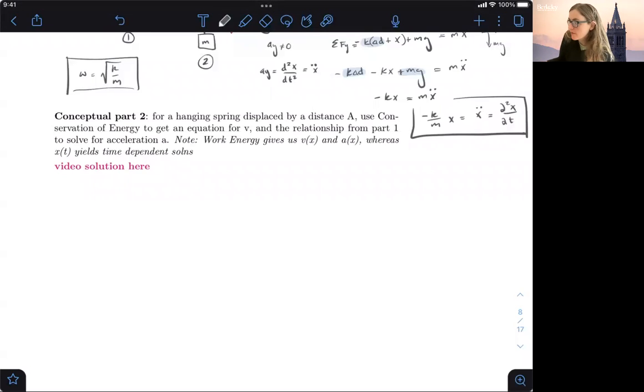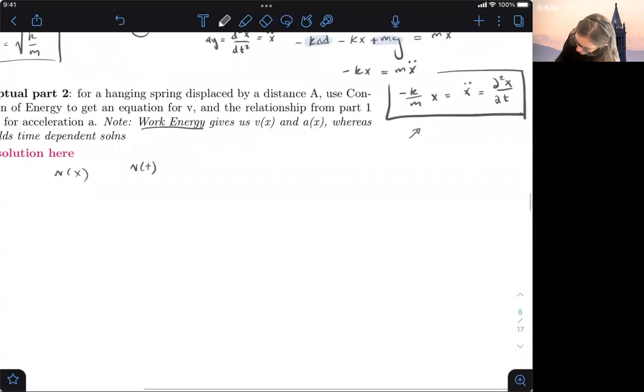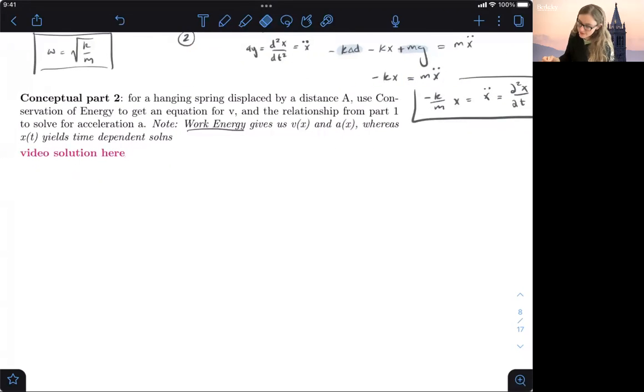Okay, so we're going to do one other version of solving for this. I want you to note that we can also use work energy to solve these problems. If we want to find the velocity as a function of x, we can use work energy. If we need velocity as a function of time, we need to look at these second order differential equations when we're dealing with harmonic motion. Or if we want acceleration as a function of time. But when we're looking at it as a function of x, we can actually solve this problem a different way. And let's look at what that means.